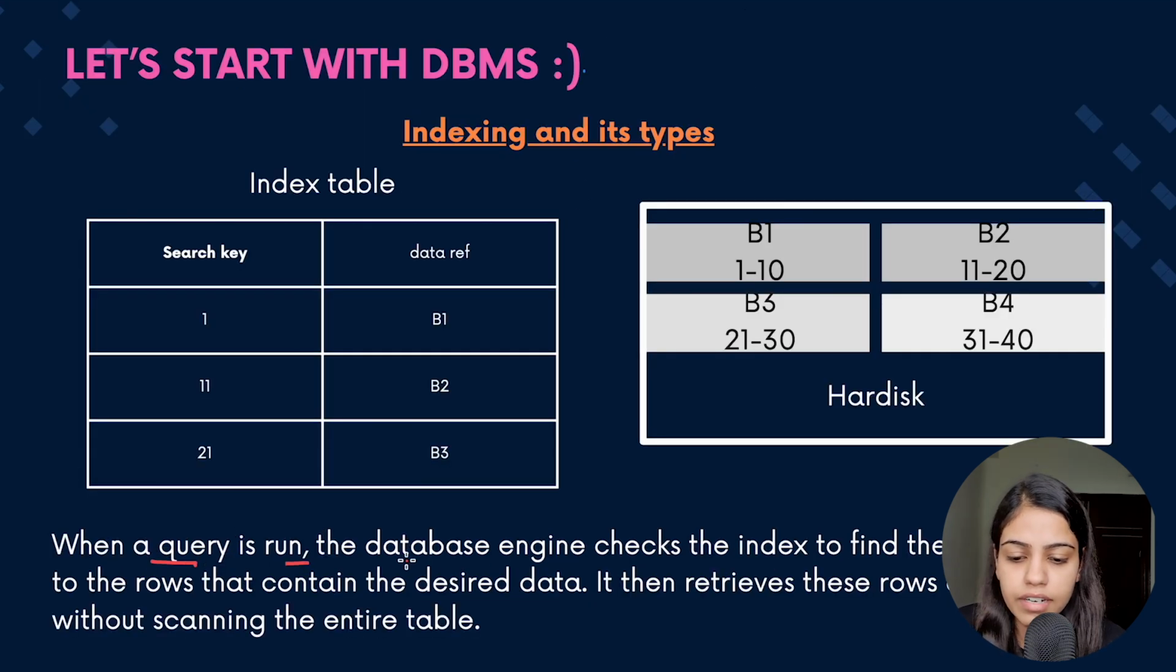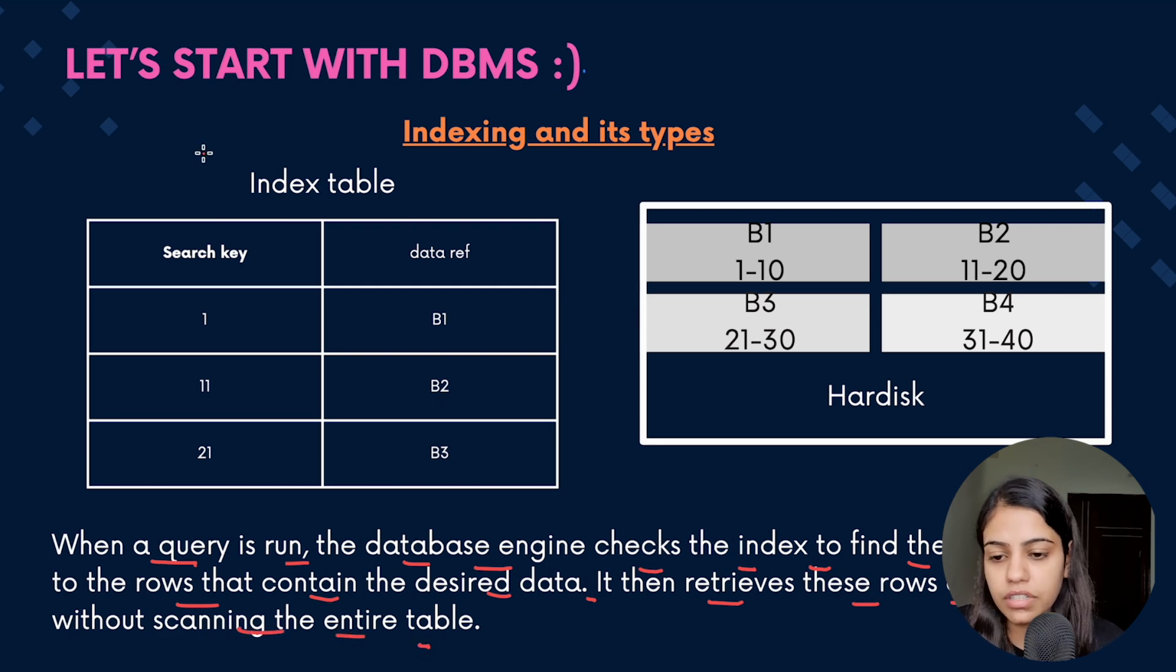Now whenever a query is run, the database engine checks the index to find the pointers to the rows that contain the desired data. It then retrieves these rows directly without scanning the entire table. So this is our index table.